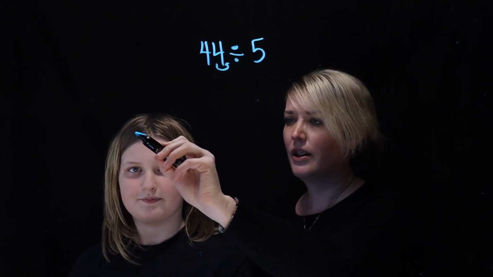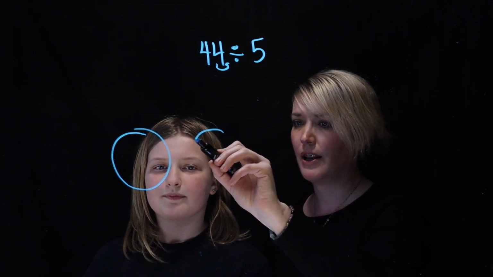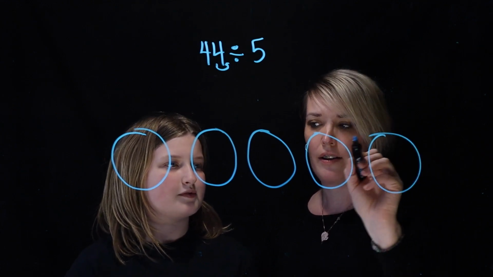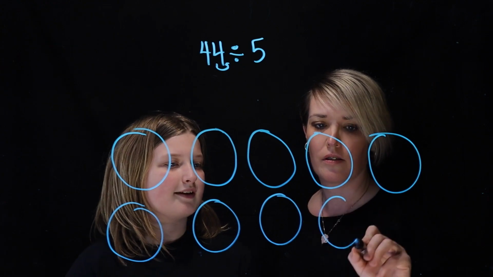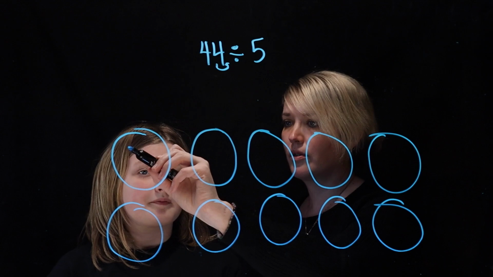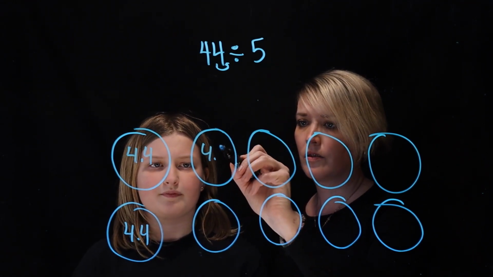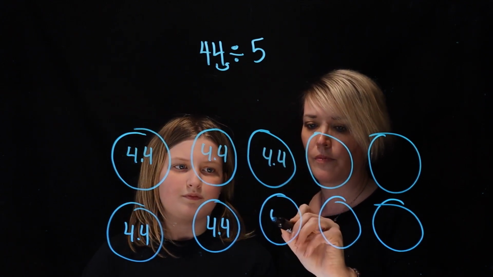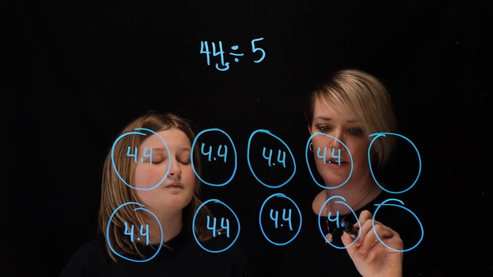So we're going to have 10, because we're thinking about 44 divided by 10 now. So we're going to have 10 equal groups. So 3, 4, 5, 6, 7, 8, 9, 10. Okay, and how much do I put in each group? 4.4. Okay, so 4.4. It's a lot of 4.4s, hey? 10 of them exactly. Yep.